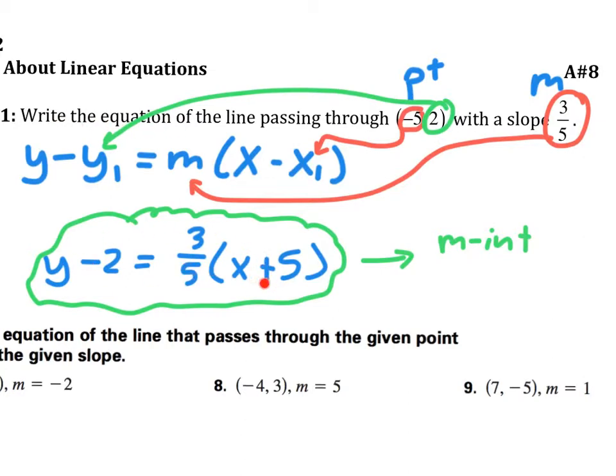Notice what I'm simplifying here. I'm just making sure the double negative is positive, but I don't have to distribute anything. I don't have to isolate y. I just leave it in this form.